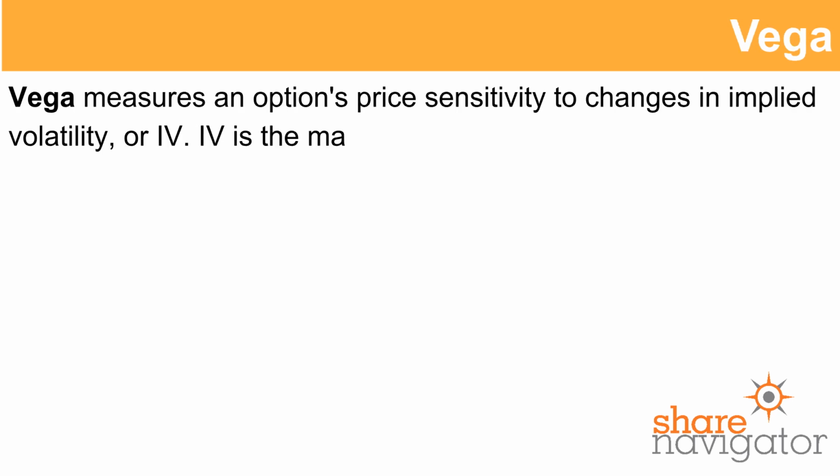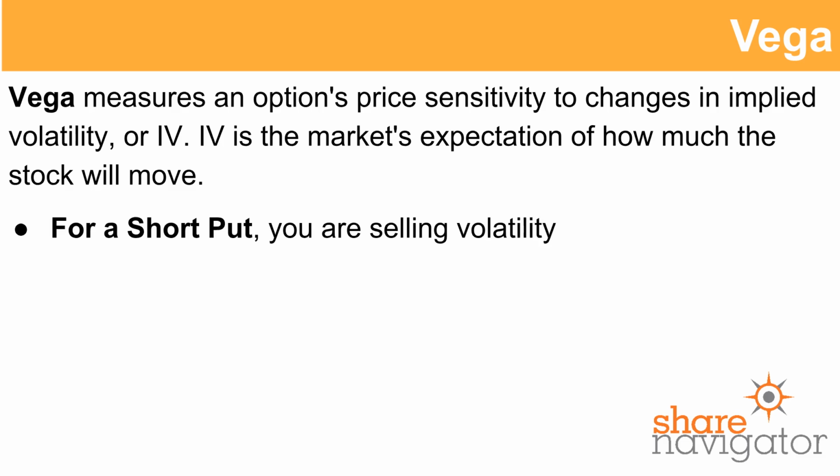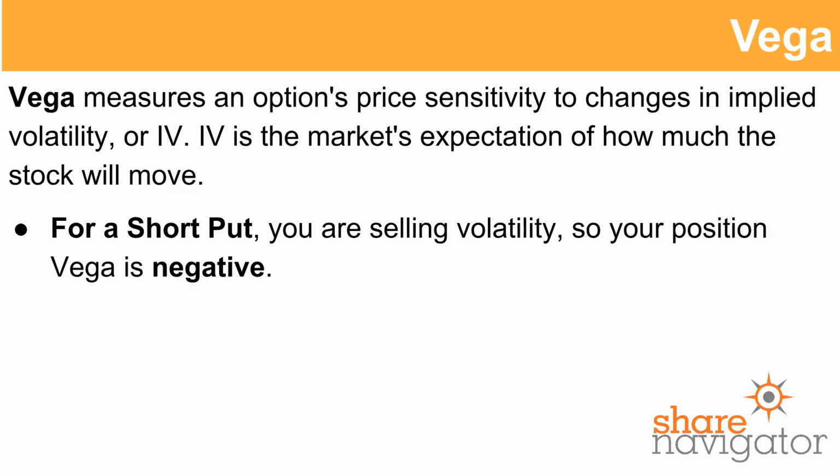Again, I want to remind you at this stage that all these calculations are done for you in your online brokerage platform. Again, we just want you to understand what these Greeks mean. So what is Vega? Well, Vega measures an option's price sensitivity to changes in implied volatility, or IV. And IV is the market's expectations of how much a stock will move.